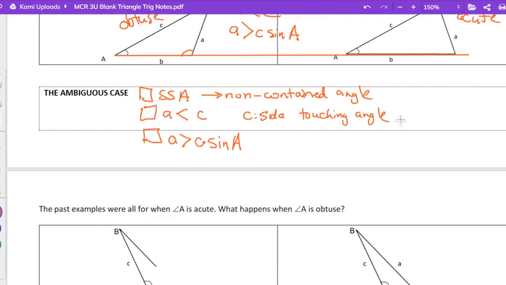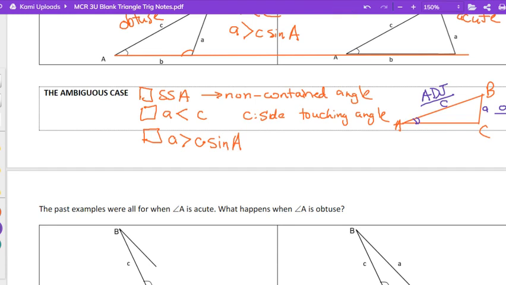You can also think of C as the adjacent side. Wait, so if we have this A, so C is the adjacent side, A is the opposite side. Yeah. I thought that side was on the top. Yeah.